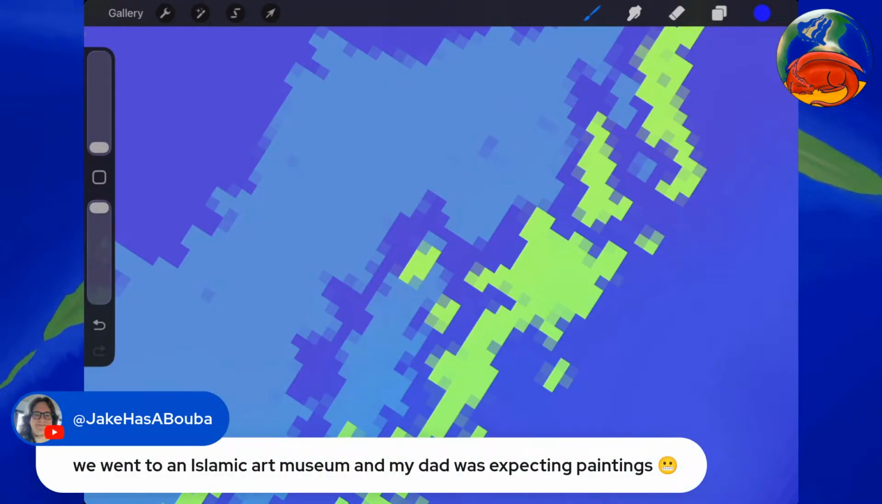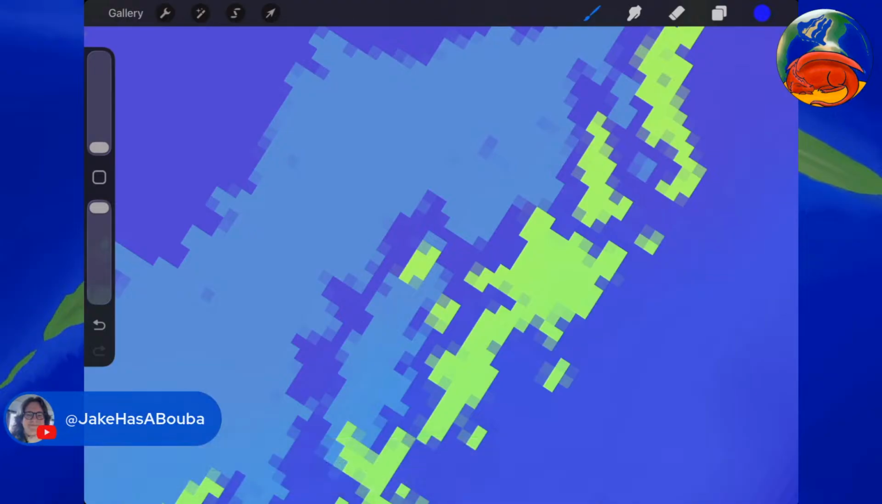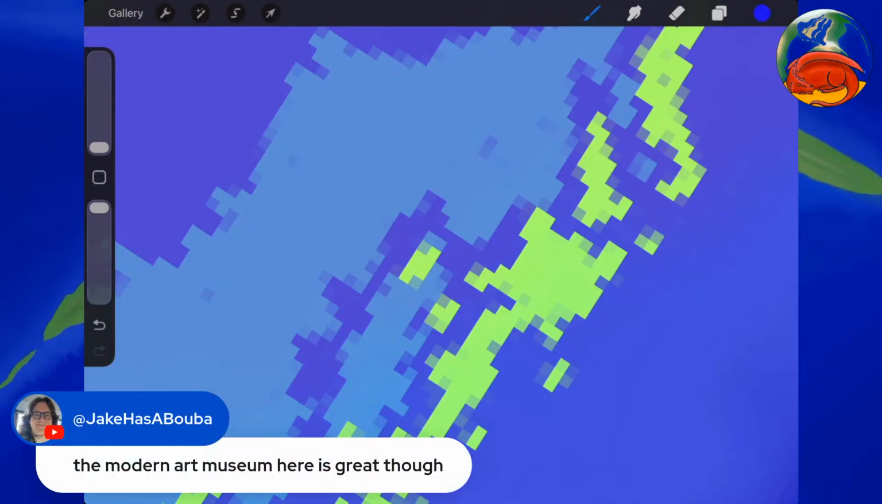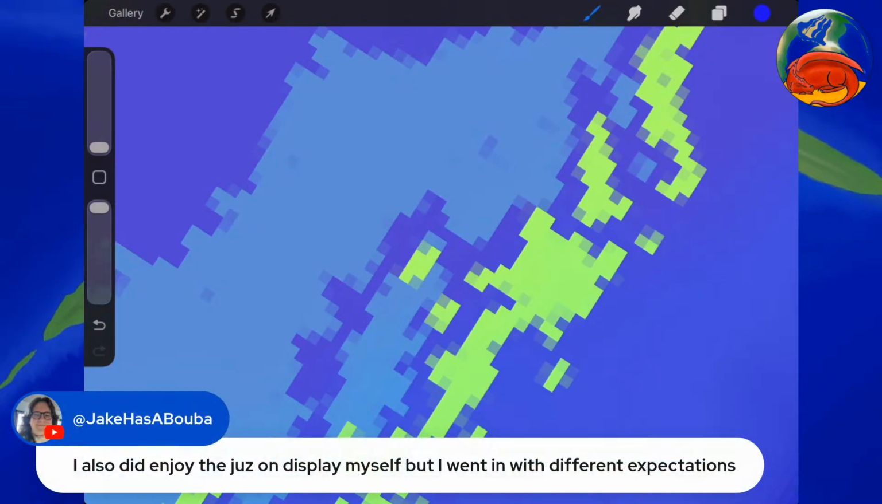Ooh, Islamic Art Museum. Oh, he was expecting paintings. Well, there are a lot of Islamic paintings. Oh, that's cool. You went in with different expectations. Yeah, I think that's what's fun about going to other places, though.